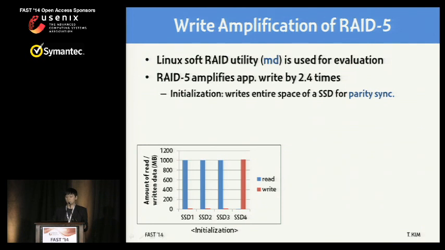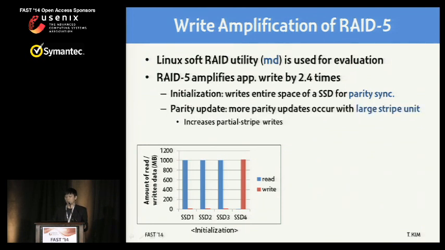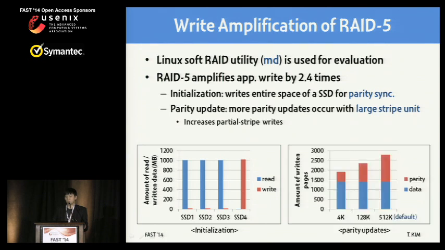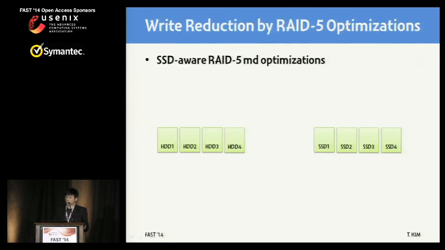The other reason is frequent parity updates due to the large stripe unit. MD sets 512 kilobytes as the default stripe unit size. Based on our evaluation of the relationship between the stripe unit size and the number of parity writes, such a large stripe unit increases partial stripe writes, resulting in more parity updates. Based on our preliminary evaluation, we propose SSD-aware RAID 5 MD optimizations.